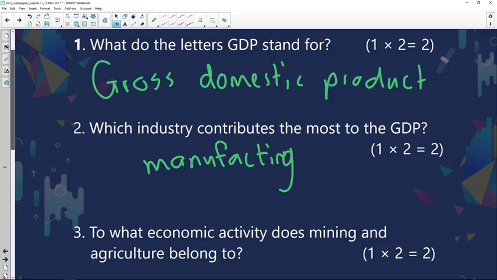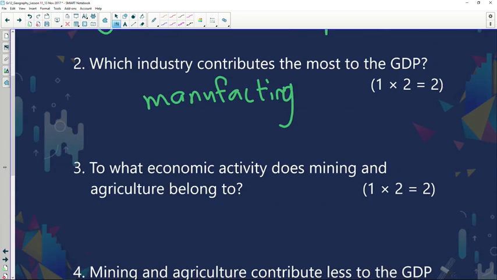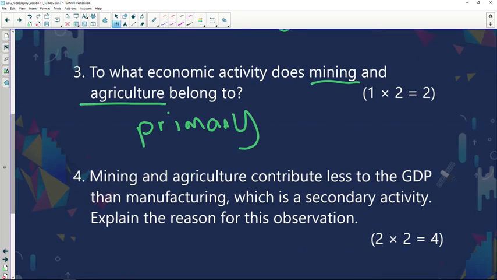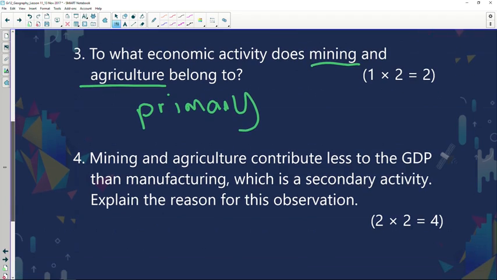Okay. Now the next question, to what economic activity do mining and agriculture belong? Now extracting raw materials is mining, and agriculture is farming. What type of activity is that? Definitely primary activities. If we look at question number 4, mining and agriculture contribute less to the GDP than manufacturing, which is a secondary activity. Explain the reason for this observation.